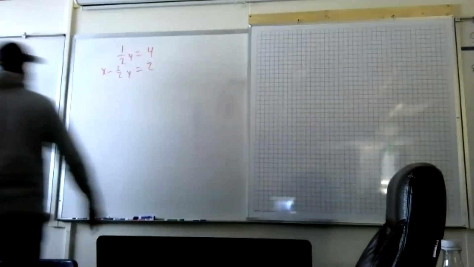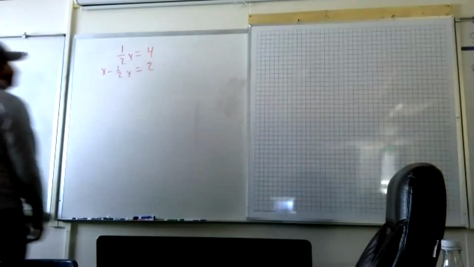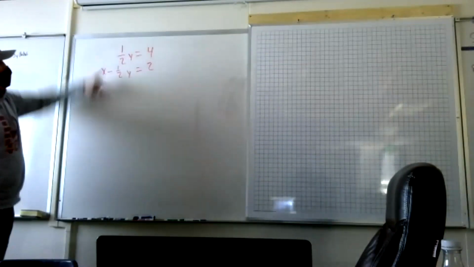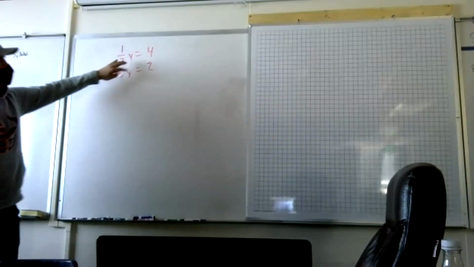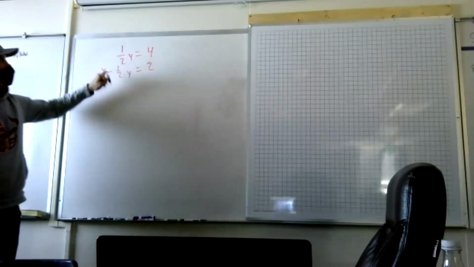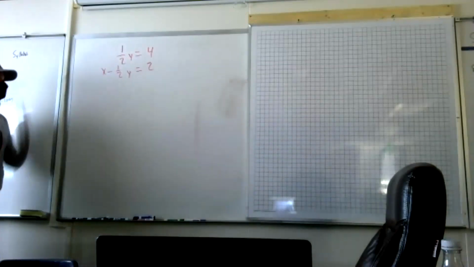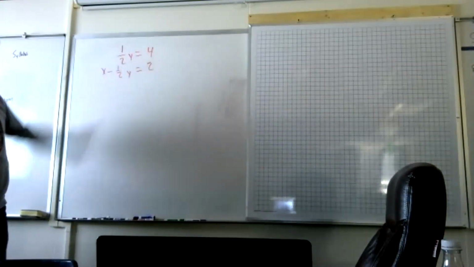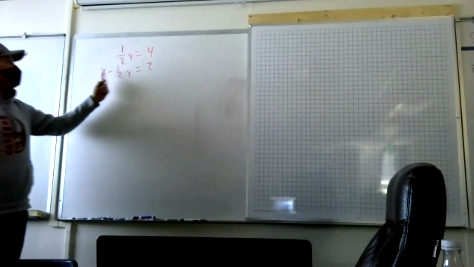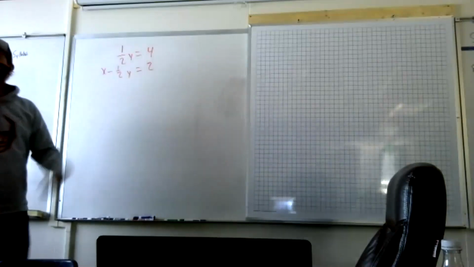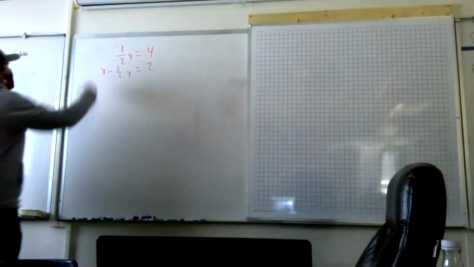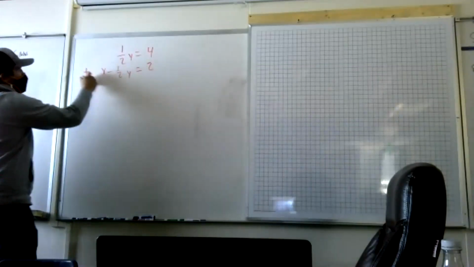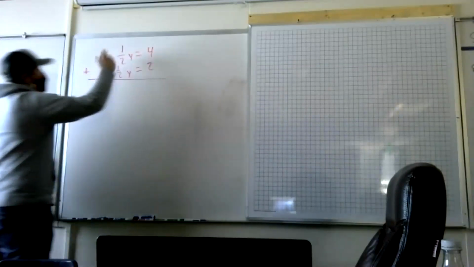There you got your graph. So the elimination method first, what it requires you to do is to have 2 coefficients with the same absolute value associated with the same variable, but you want them to be opposite. So here I have 1/2 y, and in the second equation, I have a negative 1/2 y, or x minus 1/2 y. What that allows me to do is add these equations straight up and down.